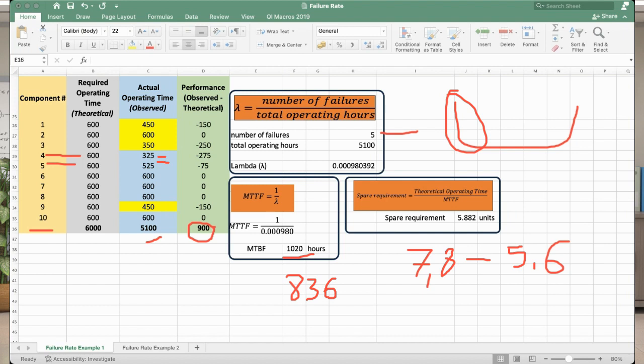We need to pay attention to what? To operating induced problems, maintenance induced problems. What else? We have manufacturing induced problems, assembly induced problems. We should take a look at the problem areas closely so that our observed operating hours should be increased. This is the reason.